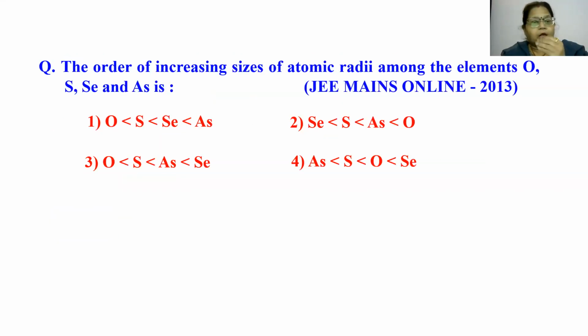Now this question. First of all, let me know whether you know the elements which are placed here: oxygen, sulfur, selenium, and arsenic. Do you know their position in the periodic table or not? This question was asked previously in the board exams as well as some of the competitive exams also.